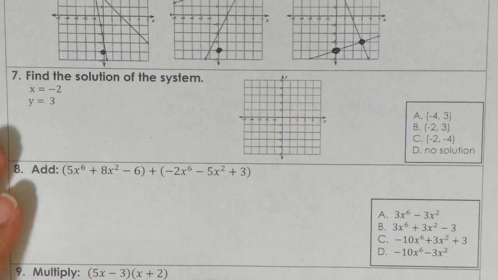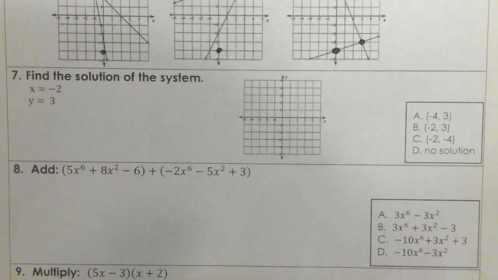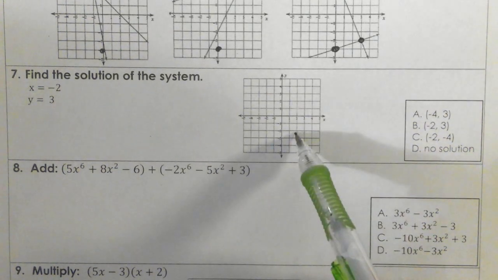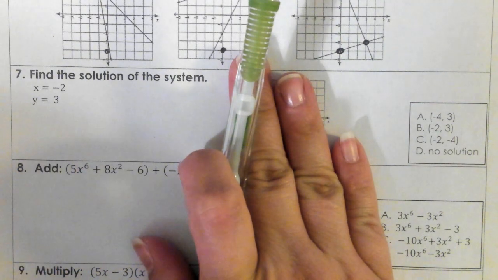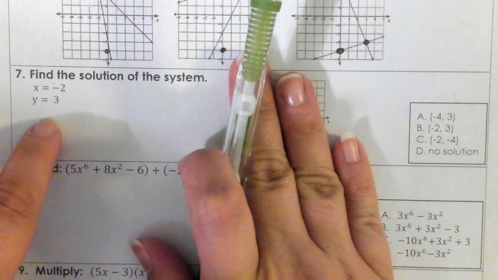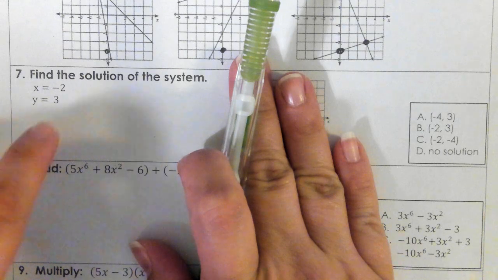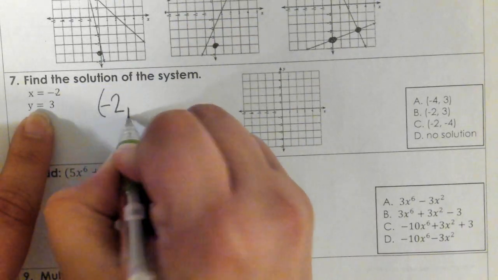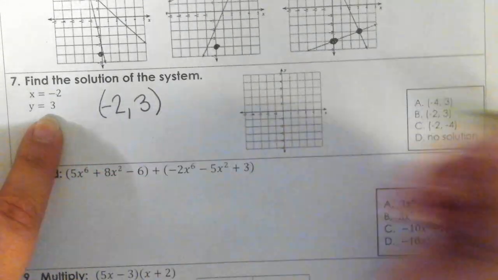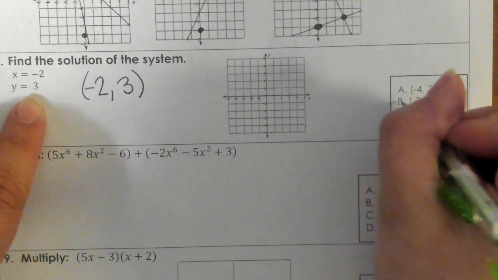Okay, number 7, find the solution of the system. So this will not have a graph on it. It'll just ask you, what is the solution to this? Okay? So you're supposed to know that, oh, well, these are vertical and horizontal lines. And so your answer would just be x is negative 2 and y is 3, which means your answer is B.